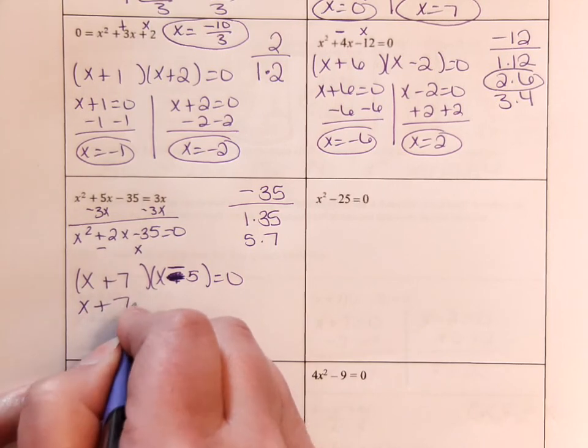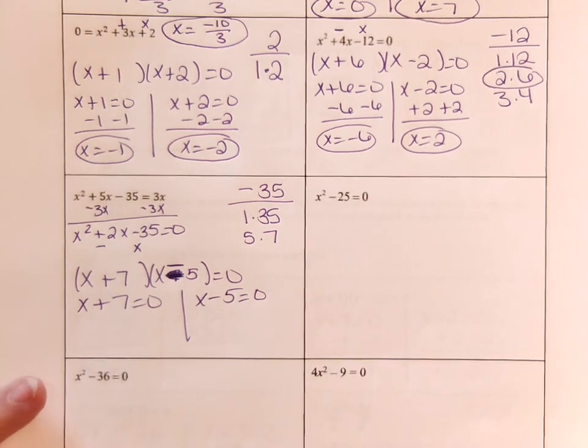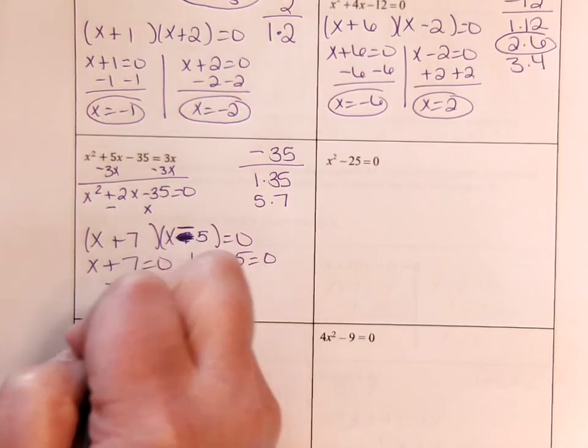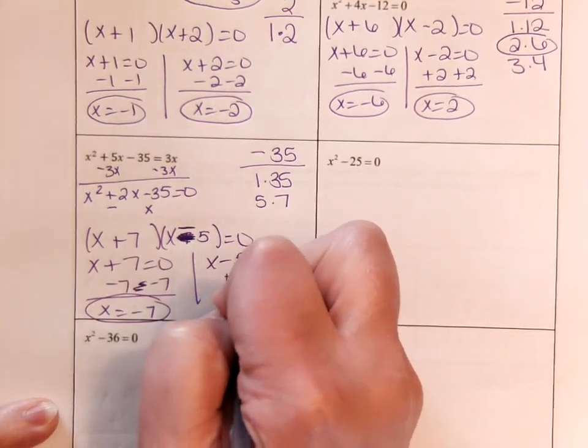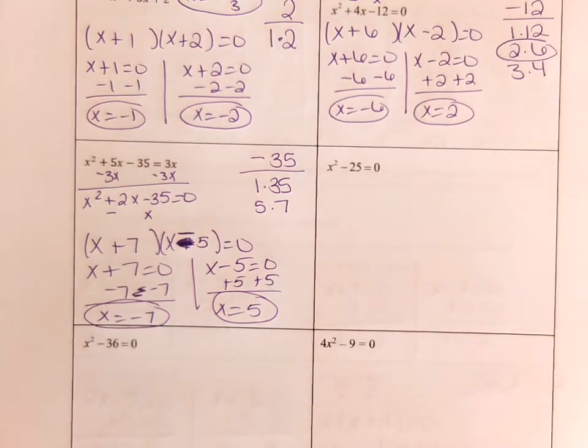So x plus 7 equals 0, x minus 5 equals 0. And we solve. So minus 7, x equals negative 7, and add 5, and x equals positive 5.